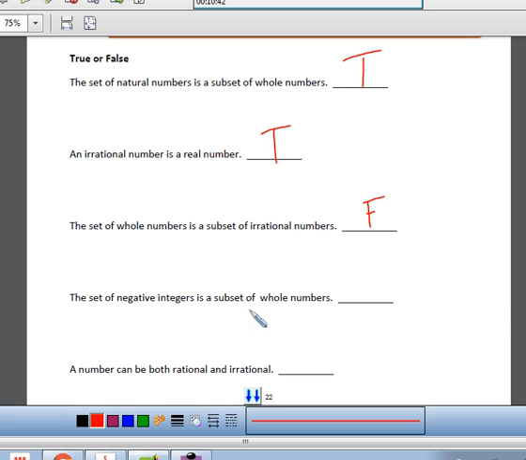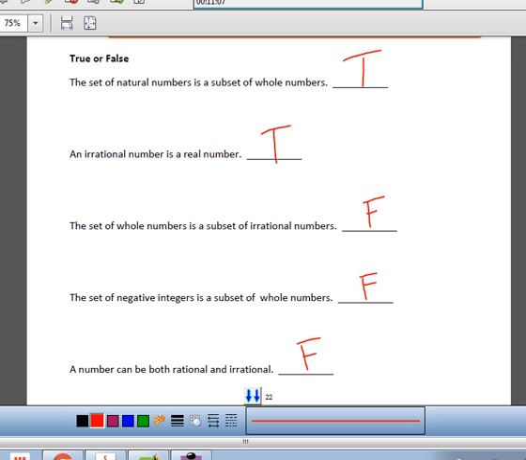The set of negative integers is a subset of whole numbers. Again, false. Whole numbers is a subset of integers, but not the other way around. And then a number can be both rational and irrational. That is totally false.